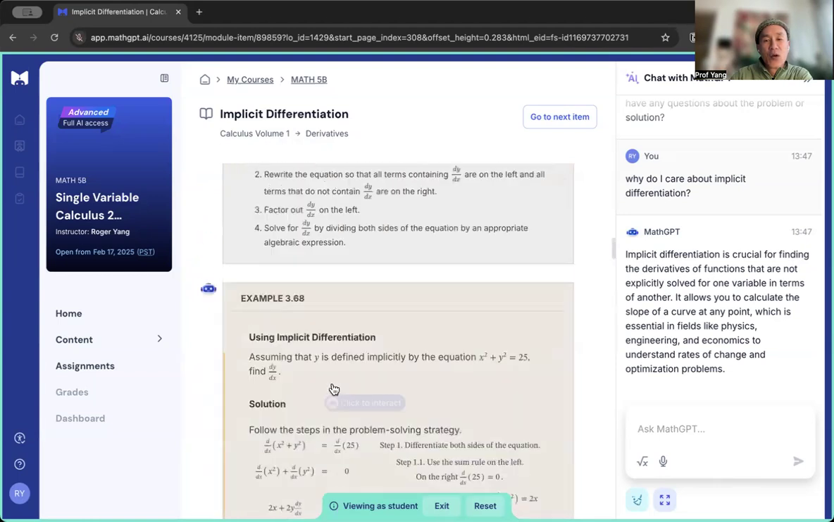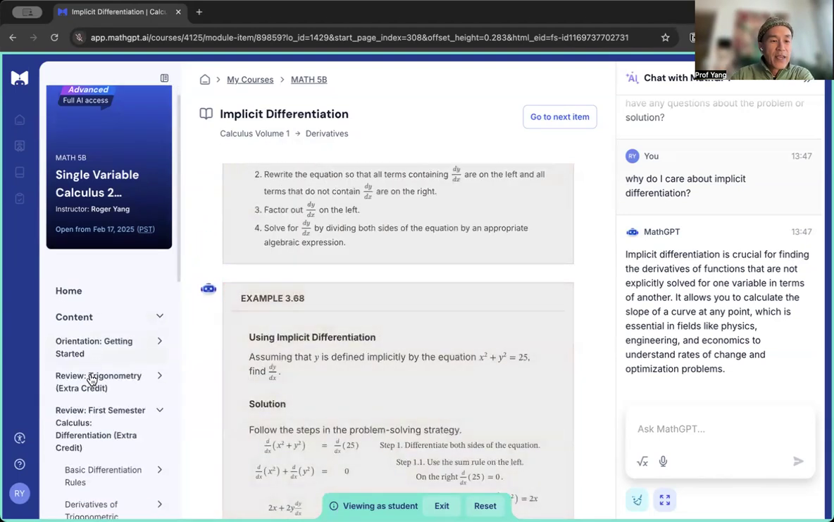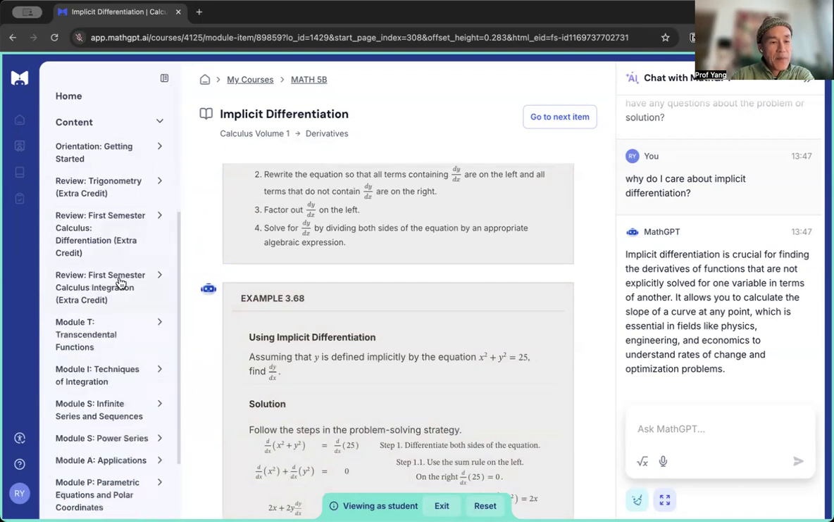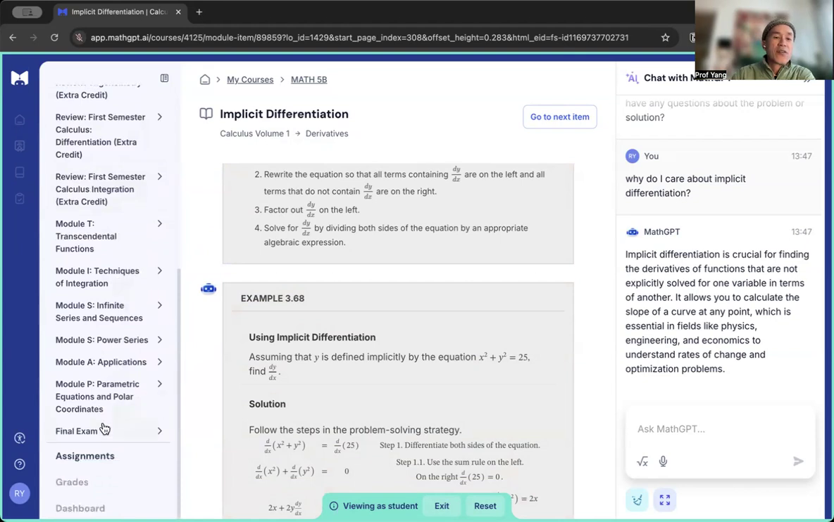It's kind of tied to our open source textbook, and everything's sorted by modules. So if you missed lecture or you didn't understand something in lecture, you could always work with the AI or watch some videos to try to learn it that way.